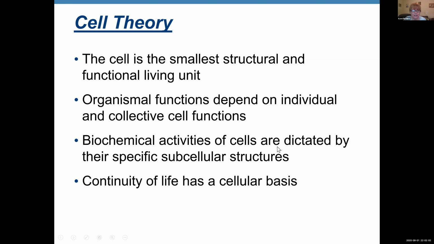Biochemical activities of cells are dictated by their specific subcellular structures. That means cells have organelles and each organelle performs its specific function. So all these biochemical activities happen because of different organelles, different proteins, and other molecules within cells. And life has a cellular basis. That means all pre-existing cells come from other cells, right? So cells come from other cells. That's what cell theory is about.